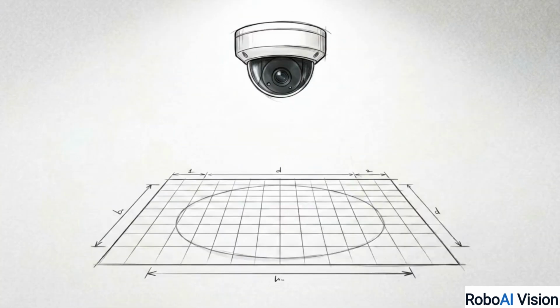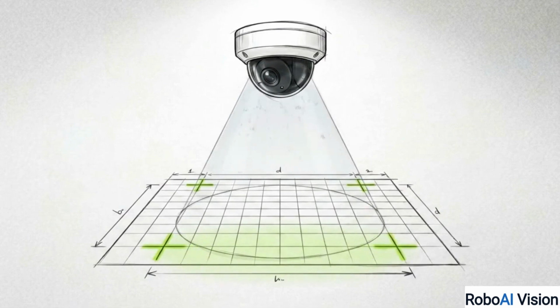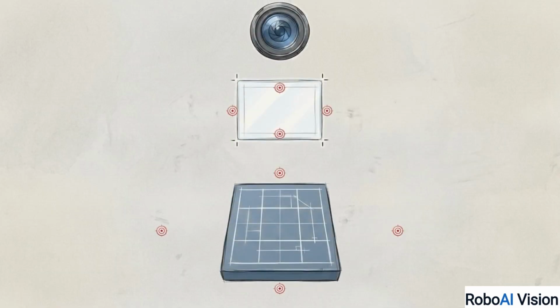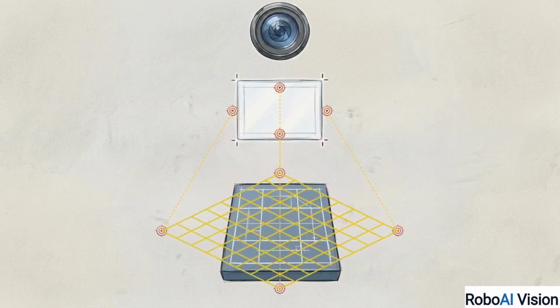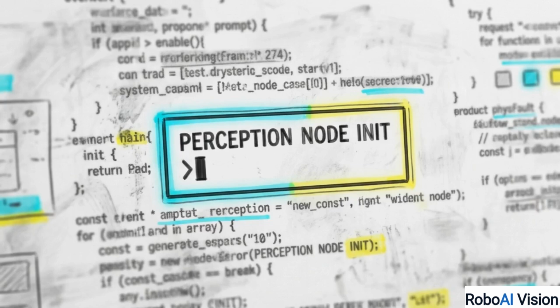Once those 4 pairs are provided, OpenCV utilizes an algorithm called RANSAC to automatically calculate the matrix and lock the perspective. The resulting homography provides a predictable mapping between the digital image and the physical floor, provided the 4 anchor points are accurate. To see how this works in software, we look at the perception node's boot sequence.